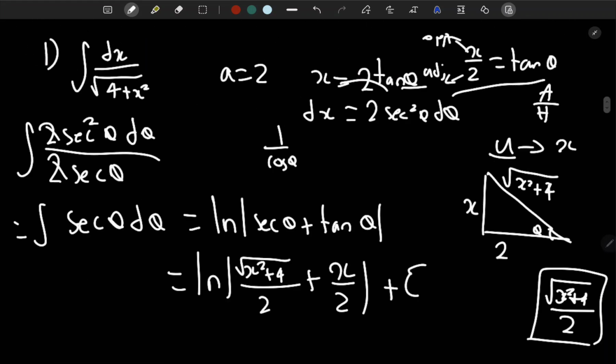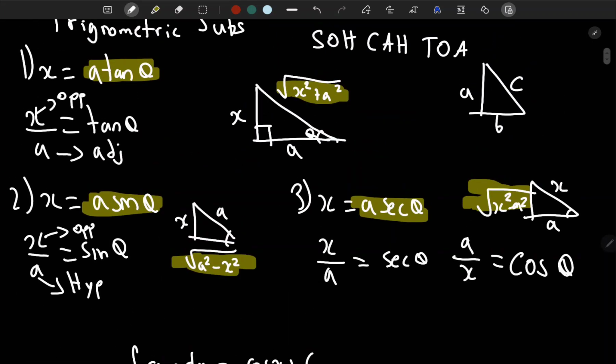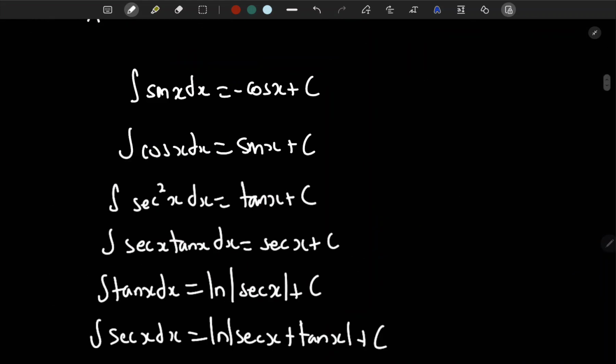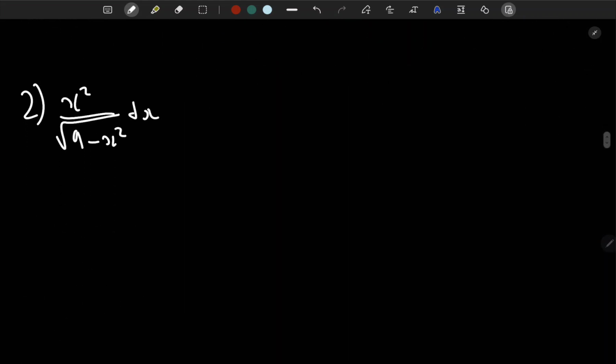So here we have x squared over radical 9 minus x squared dx. So the first step we need to identify is which case is this from our cases over here. So it is our second case where we have a squared minus x squared radical. So here we can then identify that is a squared minus x squared, and here a is going to be equal to 3 sine of delta.